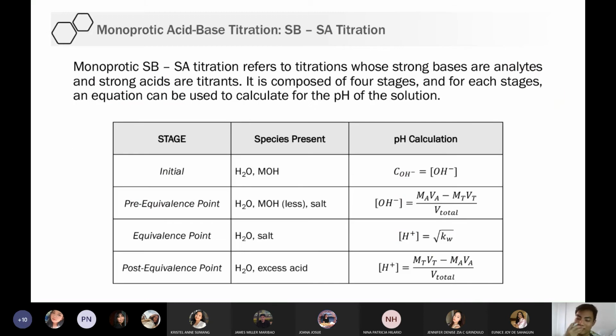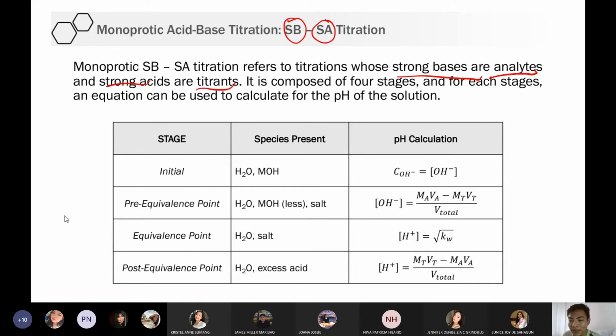Second type tayo. This time, baliktad naman. Diba kanina, strong acid, strong base. Ngayon, strong base, strong acid. What does it mean? Di ba yung nauna, sabi ko, analyte yon. Yung sumunod, yun yung titrant. So in our case this time, strong base, strong acid is a titration wherein yung strong base ay yung analyte, yung strong acid ay titrant. Basically, baliktad yung nangyari kaysa sa kanina. But the equation is similar.